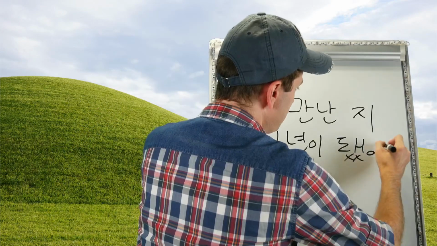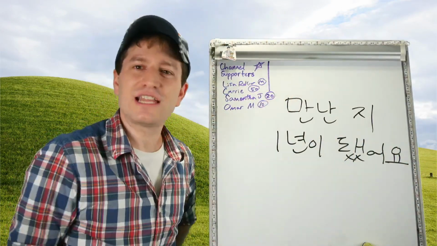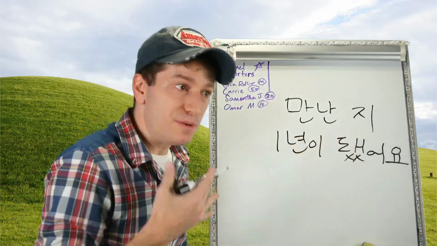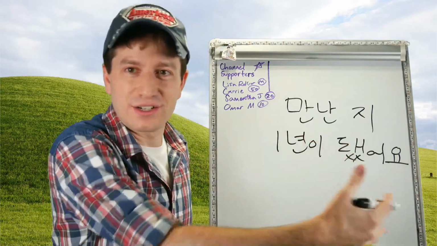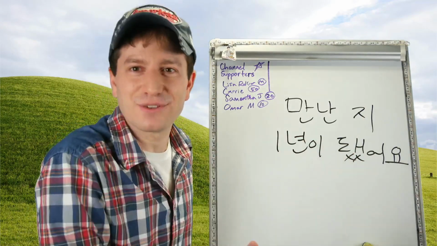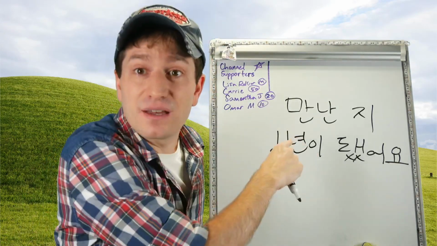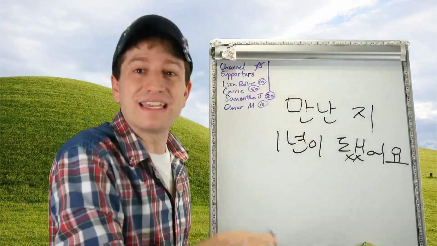For example, if you say this sentence, 만난 지 1년이 됐어요. It's been a year since we met. If the context works, they're going to understand it as meaning, we met a year ago, we still meet now. So we've known each other for a year. It's been a year since we've first met. But if you don't mean that, you mean to say, I haven't met them in a year. It's been a year since I met them. I haven't seen them in a year. Then you make a different sentence.